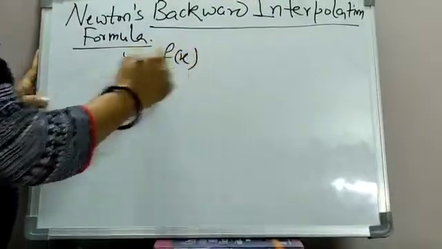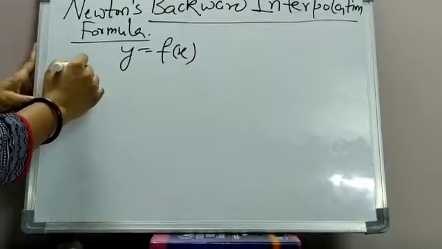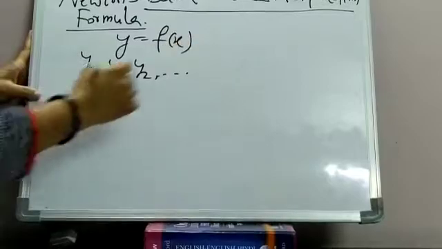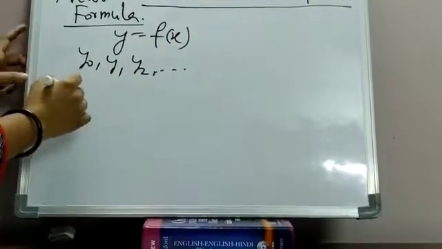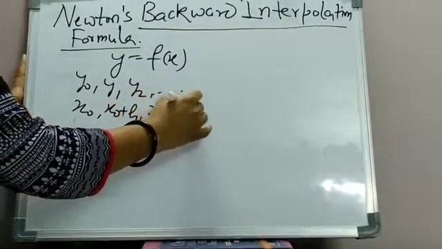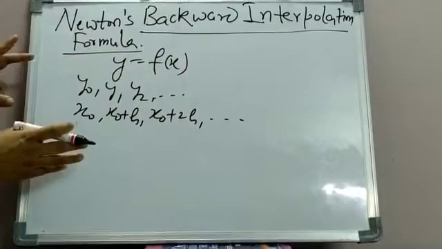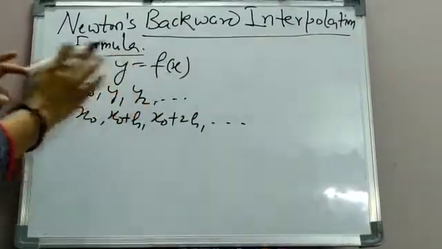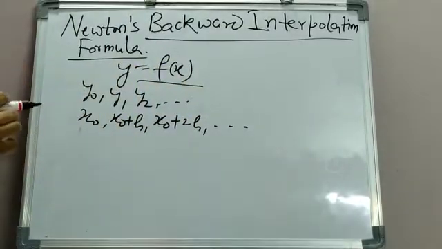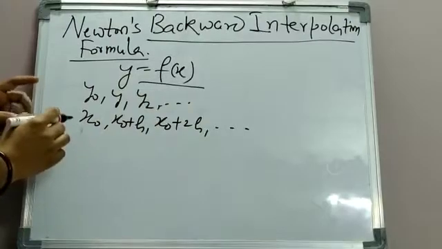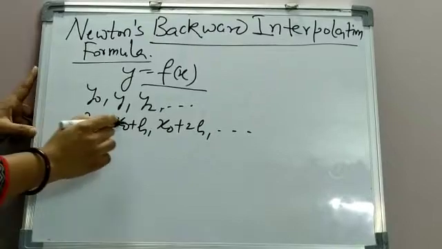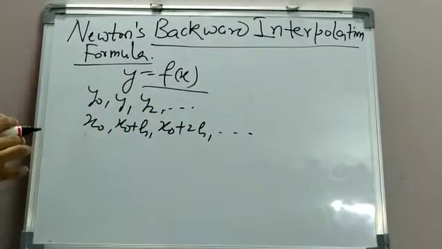y is equal to f(x), which takes the values y0, y1, y2, and so on, and the corresponding values of x are x0, x0 plus h, x0 plus 2h, and so on. So these values are given for the function y is equal to f(x). The main idea here is that we do not know the form of this function, but we know some of the values related to that function. And one more point is that these values are equally spaced.